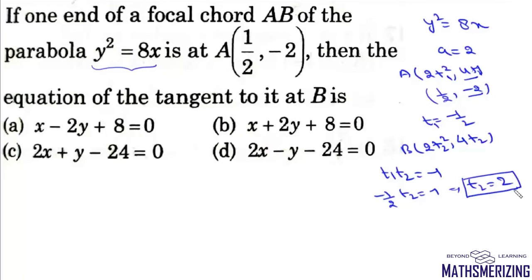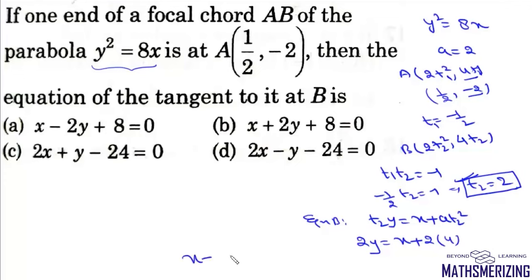So now we can write the equation of tangent at B. So the equation of tangent at B will be t2y equals x plus a t2 square. So t2 is 2, so it is 2y, and this is x plus, now what's a? A here is again 2, and t square is 4. So we'll get this equation as x minus 2y plus 8 equals 0, and that's your option number A.